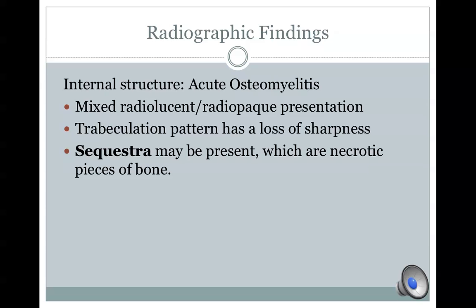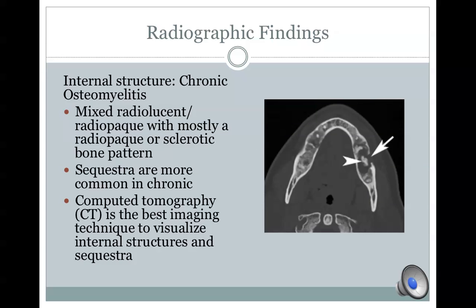Sequestra may be present, which are necrotic pieces of bone. They appear as islands of non-vital radiopaque bone surrounded by a region of radiolucent bone. The chronic form is also mixed, with mostly a radiopaque or sclerotic bone pattern. Sequestra are more common in chronic. Computed tomography is the best imaging technique to visualize internal structures in sequestra. On the right is a CT scan of a sequestrum in the mandible.